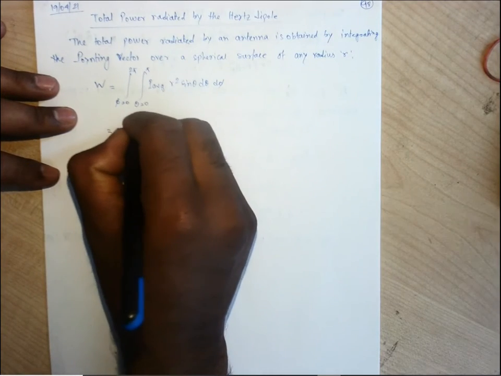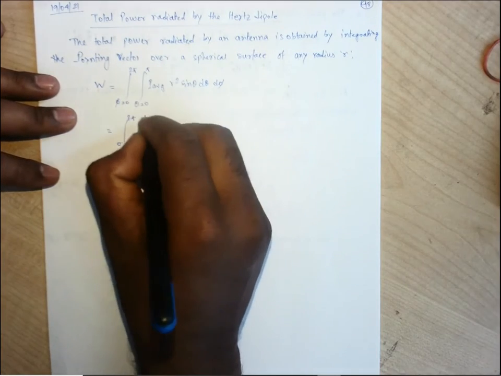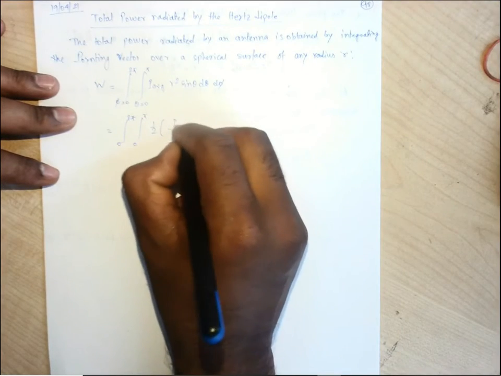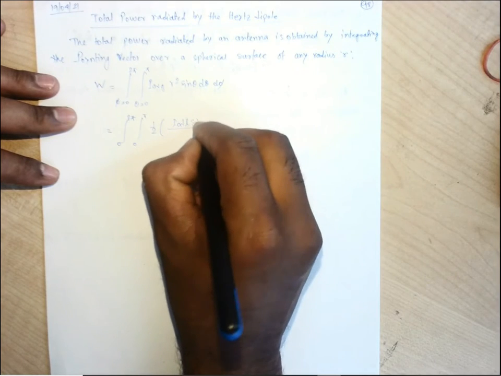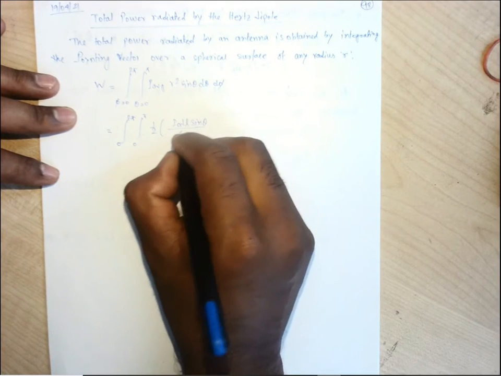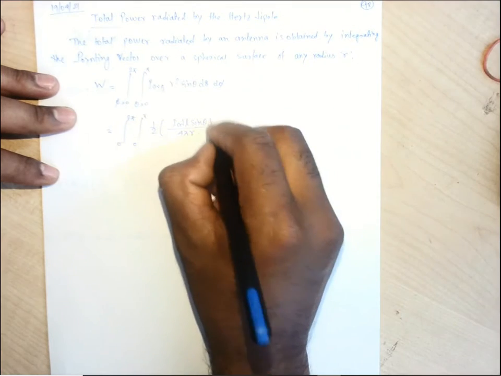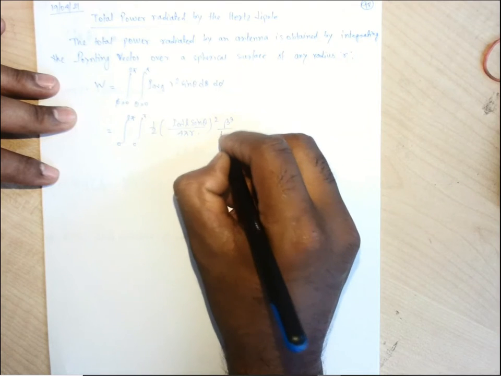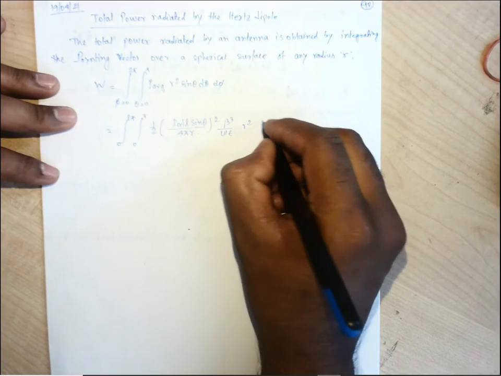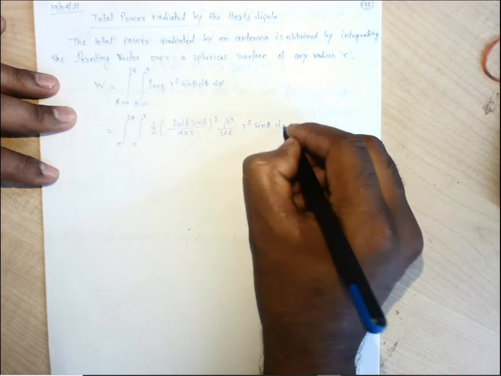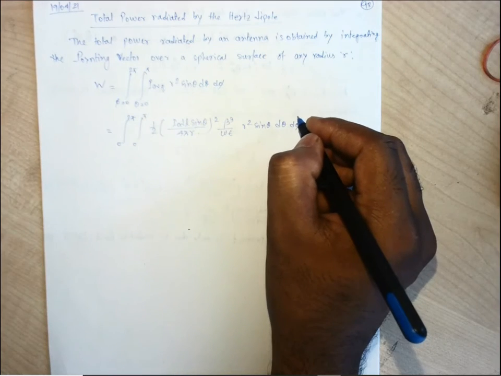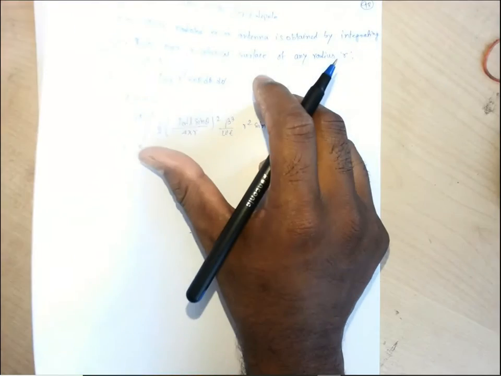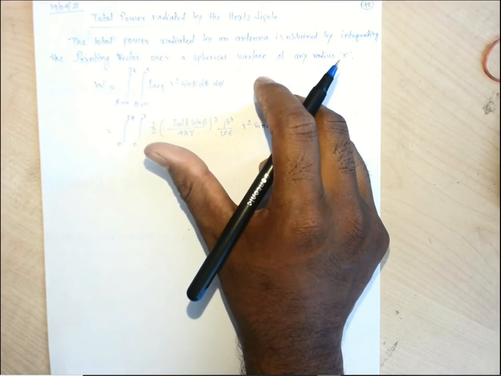So, 0 to 2 pi, 0 to pi, half, I naught dl sin theta by 4 pi r, whole square, beta cube by omega epsilon, r square sin theta d theta d phi. Now we need to look into the fact that this integration is no more a function of r, as the total radiated power is independent of the radius.